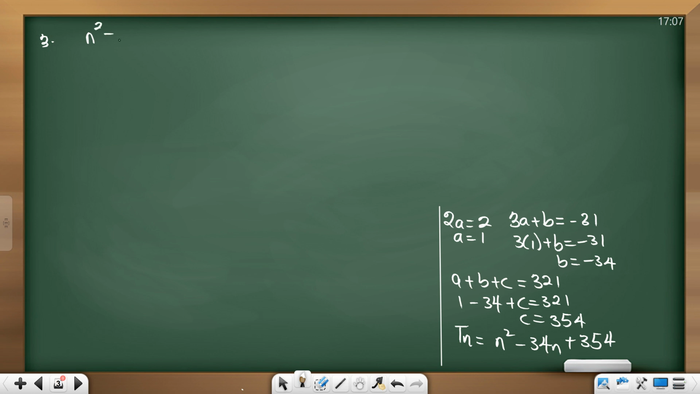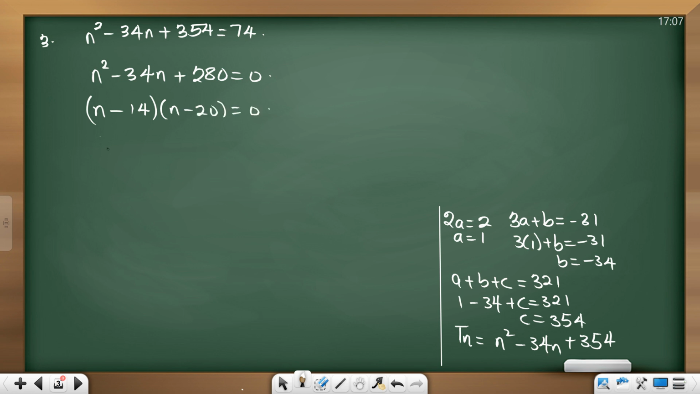n squared minus 34n plus 354 will be equal to what? 74. All right. What will this give us? Quickly, give me an answer. 280. Right, 280. What are you seeing? 14. And then, yeah. So n minus 14, n minus 20, n equals 14 or 20.